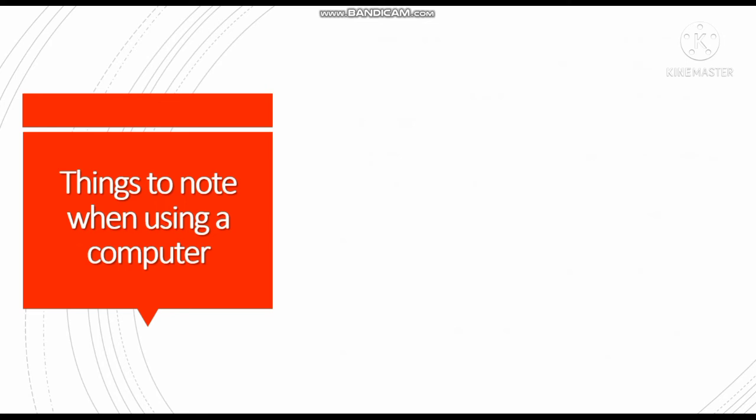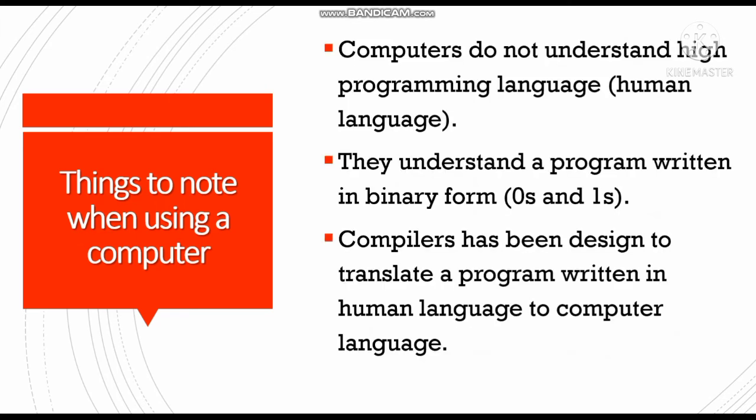Things to note about programming and about the computer. Like I said, a computer is just a machine. One thing you need to know is that the computer does not understand a high-level language. By high-level language, I mean the language that you are speaking, the human language. The computer does not understand it. It understands programs in binary code, or the binary language. The binary language is the language that is written in zeros and ones.